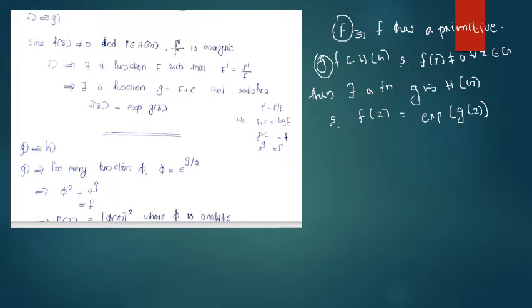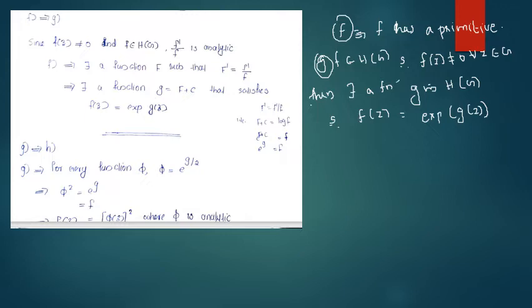We have given that f has a primitive, and from this we need to prove that for any f belongs to H of G, and f does not vanish on G, that means f of z is not equal to 0 for every z belongs to G, then there exists a function g in H of G such that f of z equals exponential of g of z. Actually, this is a theorem that you studied in your last semester.